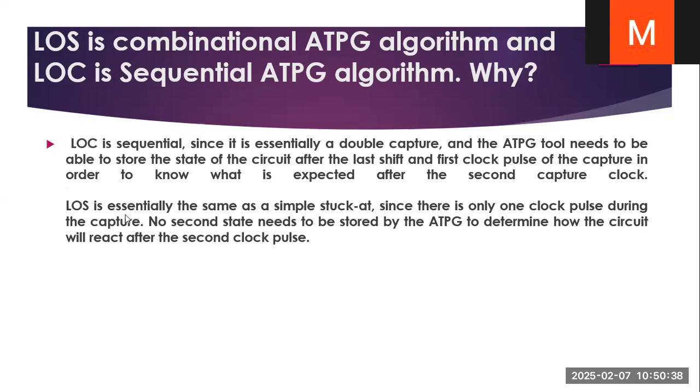And LOS is essentially the same as a simple stuck-at since there is only one clock pulse during the capture. So no second state needs to be stored by the ATPG to determine how the circuit will react after the second clock pulse. Simply, in LOC we have two capture pulses; in LOS we have only one capture pulse, during when the scan enable is low. So automatically the number of capture cycles gives the sequential depth. So in the sequential ATPG case, the number of capture cycles is more.